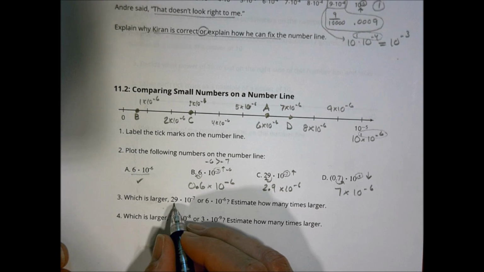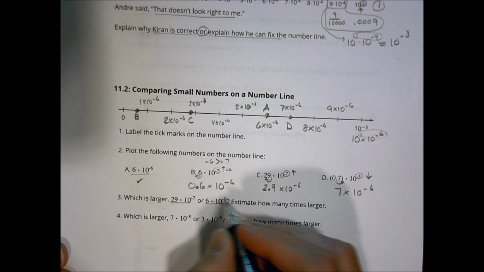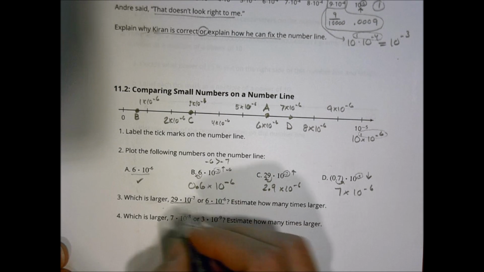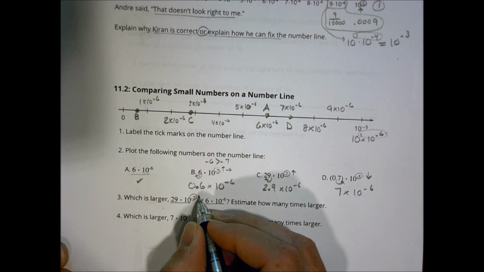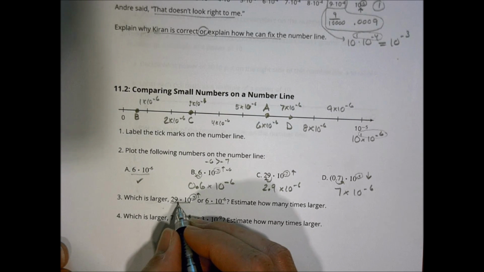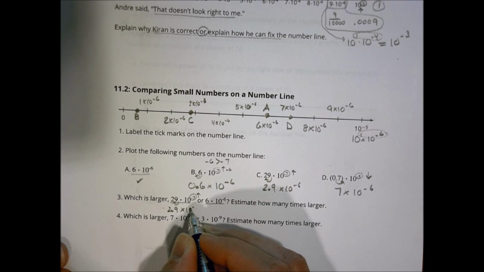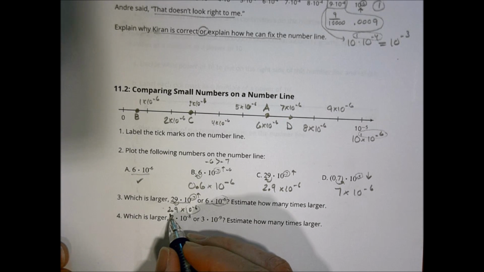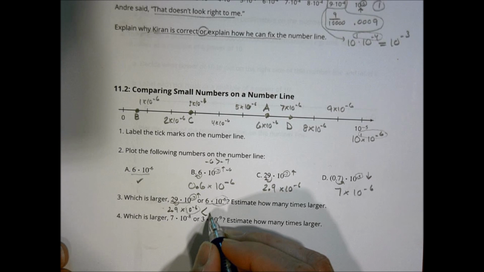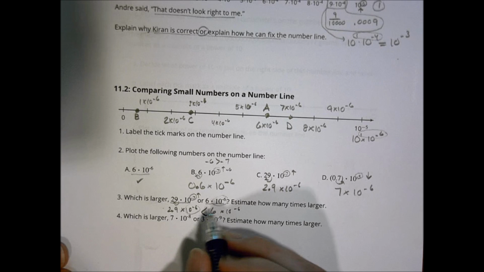So which is larger, 29 times 10 to the negative 7 or 6 times 10 to the negative 6? We want to get these in the same base 10. So you can go up or down, whatever way you want. Okay, in this case here, because negative 7, let's go ahead and increase it. So we're going to go up. So when we go up, we go to the left. So this becomes 2.9 times 10 to the negative 6. Now we can compare because we have the same base 10. So 2.9 is going to be less than 6 times 10 to the negative 6. So which one is going to be larger?